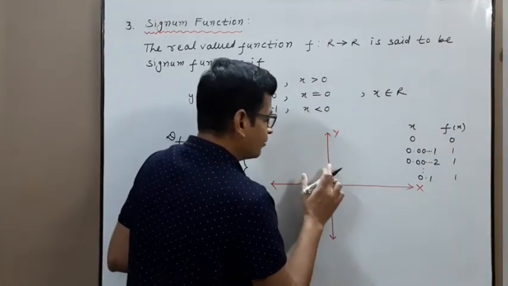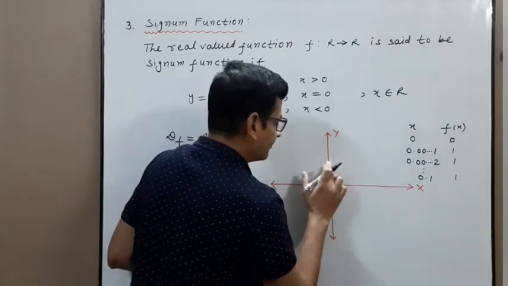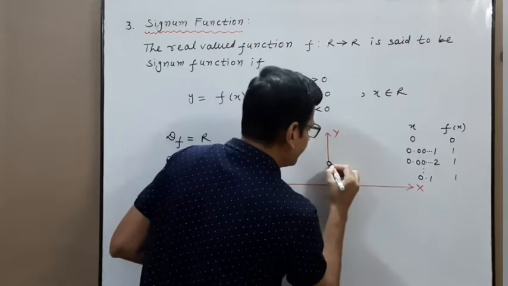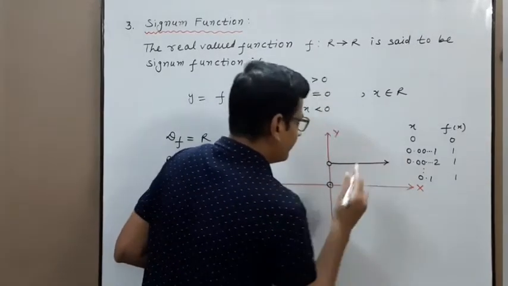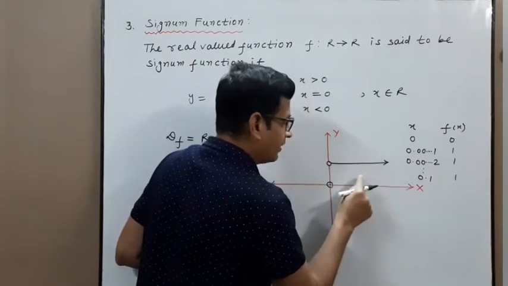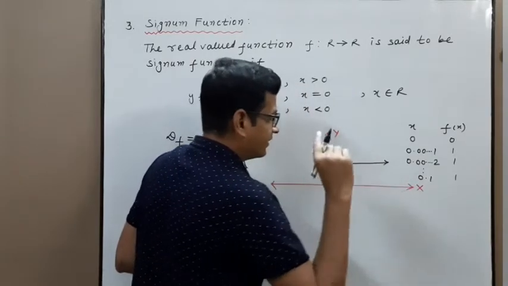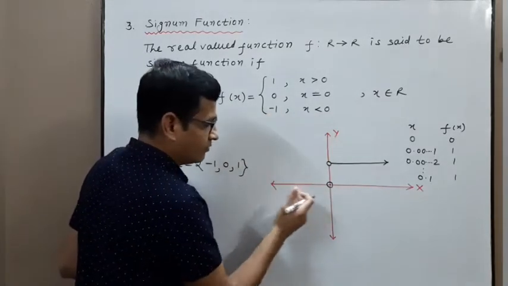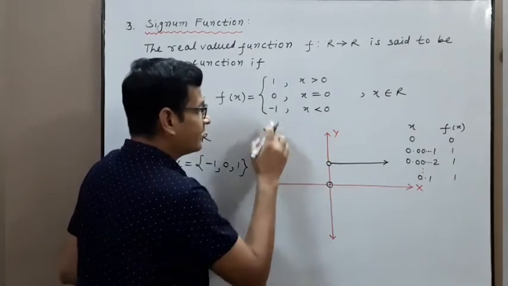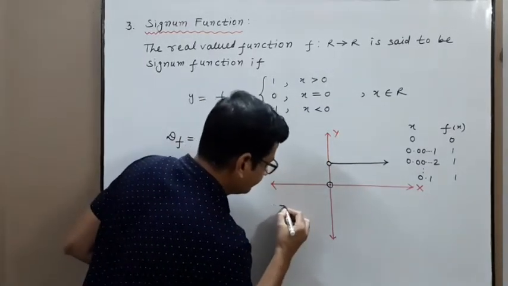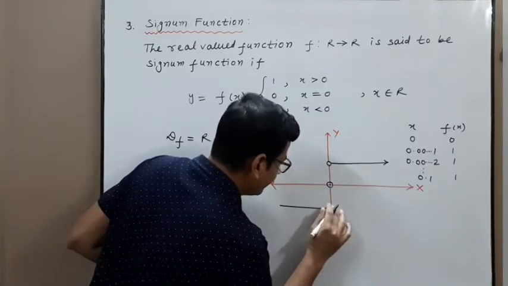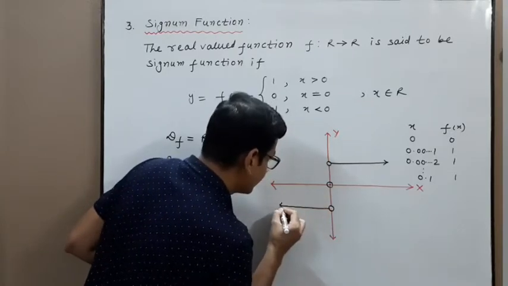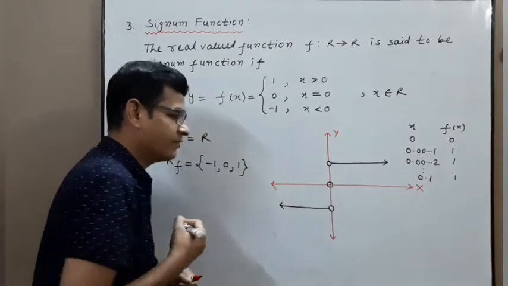Means there is no point (0, 1) on this graph. So draw a circle and draw a line. For every x belonging to positive numbers, the value of f(x) is 1. This distance is 1. Similarly, when x is less than 0, the corresponding value of f(x) is minus 1. And we can't get this point (0, minus 1). So draw a circle. This is the graph of the signum function.